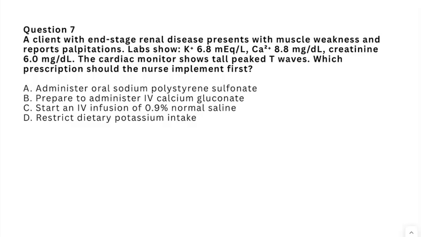Okay, so question number 7. A client with end-stage renal disease presents with muscle weakness and reports palpitations. The potassium is 6.8. The calcium level is 8.8. Creatinine is 6.0. The cardiac monitor shows peaked T waves. Which prescription should the nurse implement first?